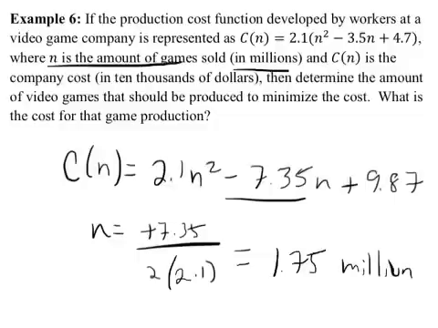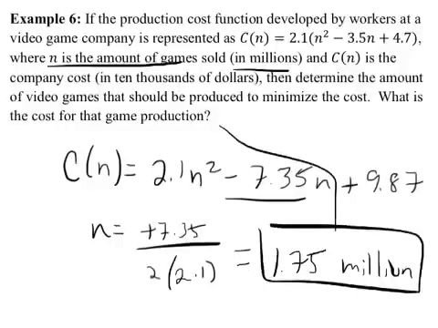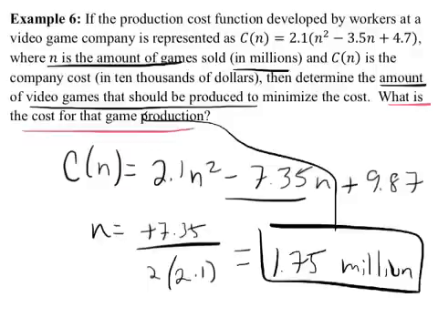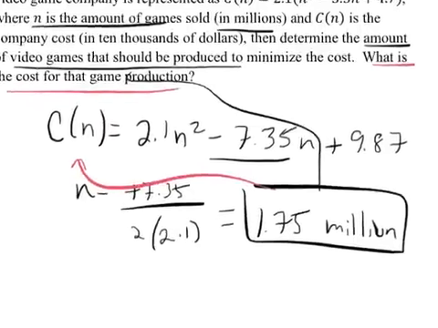What is the cost for that? So determine the amount of video games that should be produced. Here's the amount of video games that should be produced, 1.75 million video games. And then we want to know what is the cost for that game production. So now we have to plug this into the function, the cost function, to find the actual cost. So let's just do that.